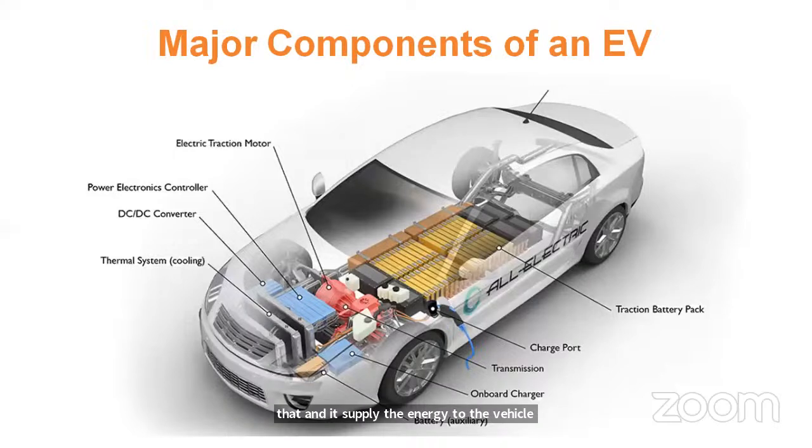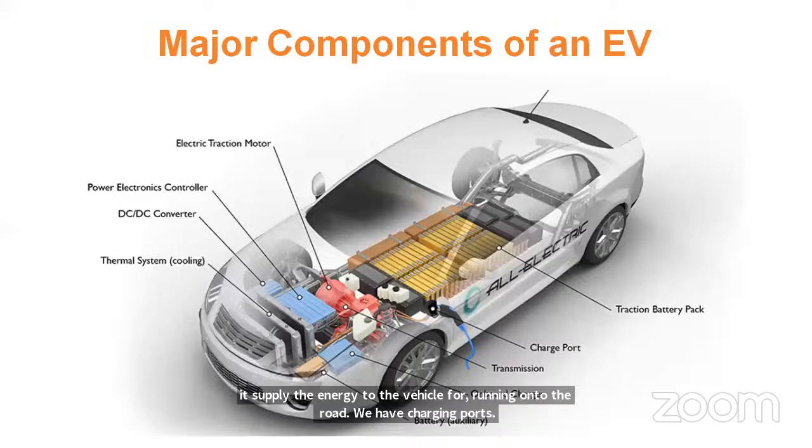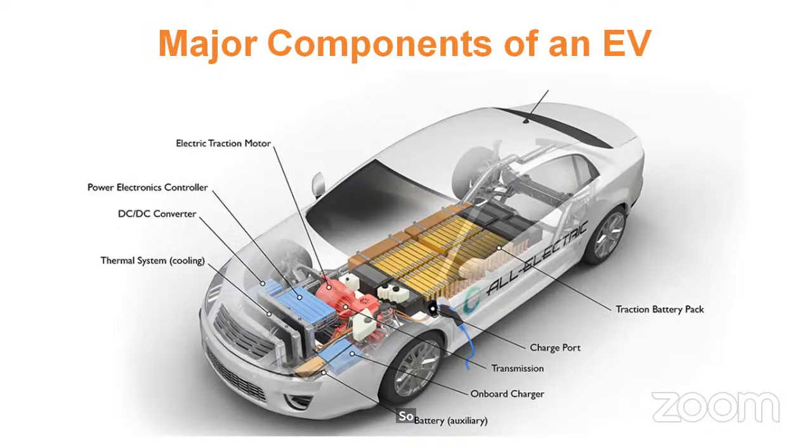The battery needs to be charged, right? So we have the charging port which is connected to the onboard charger. Onboard charger is also there on your vehicle. In two-wheelers, onboard chargers are not there; they have a transportable, or we can say mobile, charger. But on mostly every four-wheeler, each and every four-wheeler has a separate onboard charger. We have a transmission system, and then we have an auxiliary battery.